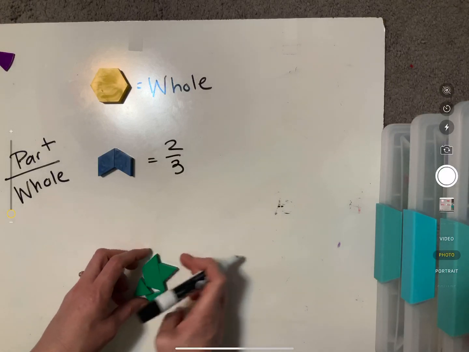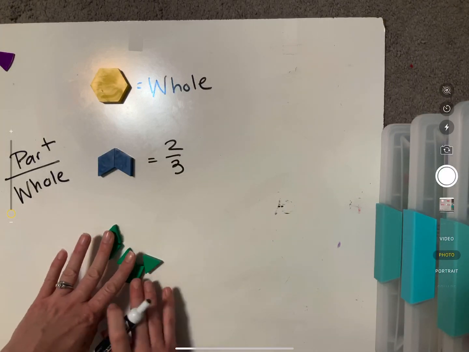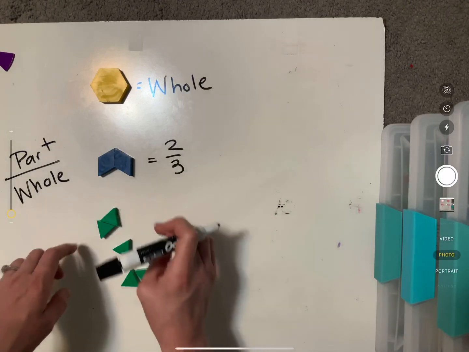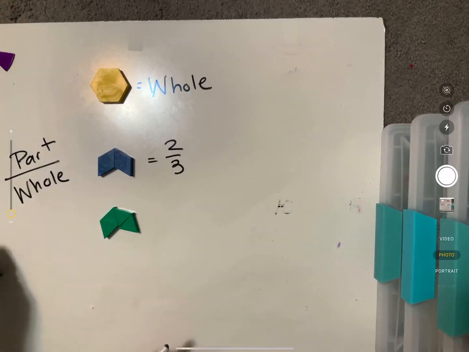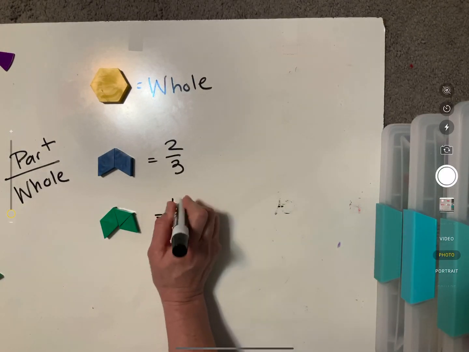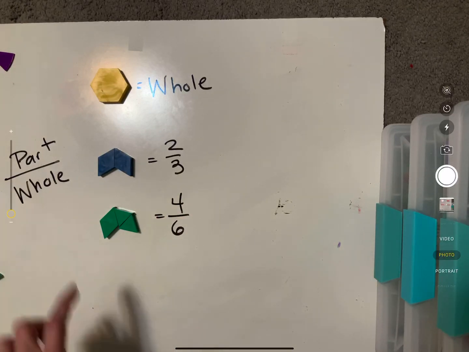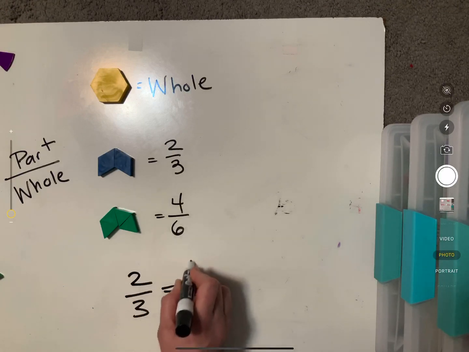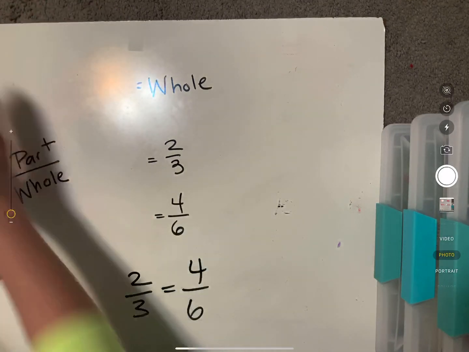And then to make the same size fraction, an equivalent fraction, out of our triangles here, we would need 2, 3, 4 of them. So 4, and it would take 6 altogether. So with proving with this, we can say that 2/3 is equal to 4/6. Okay, so that is hexagons.